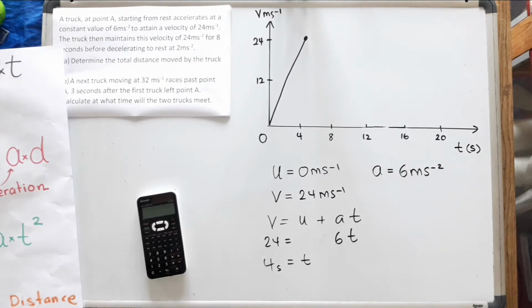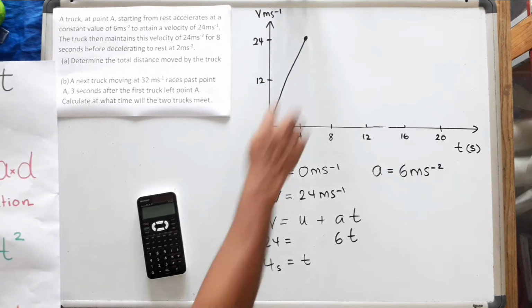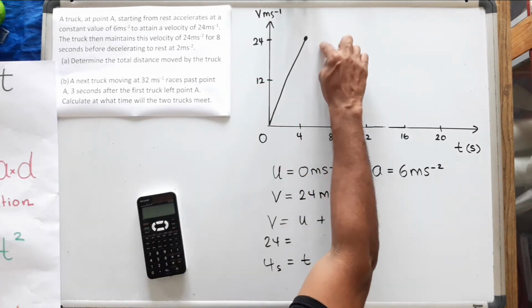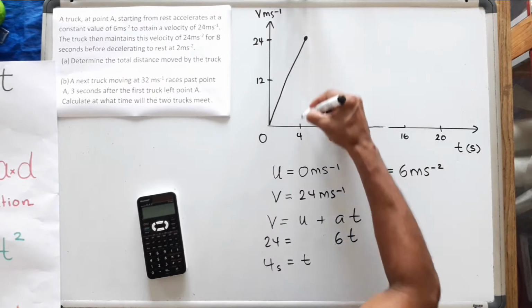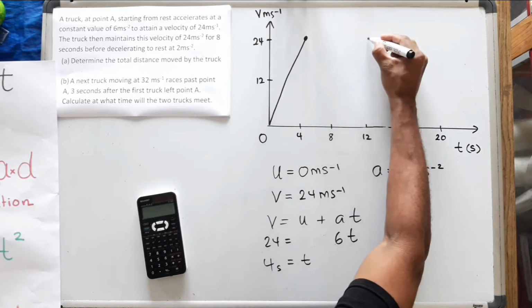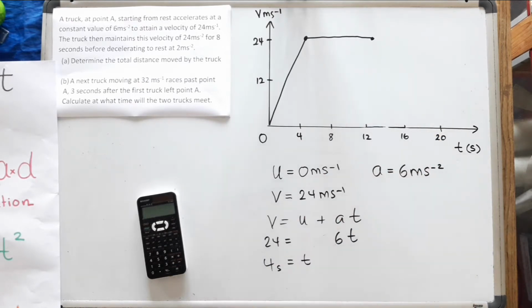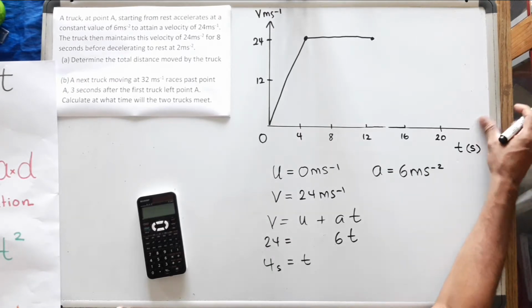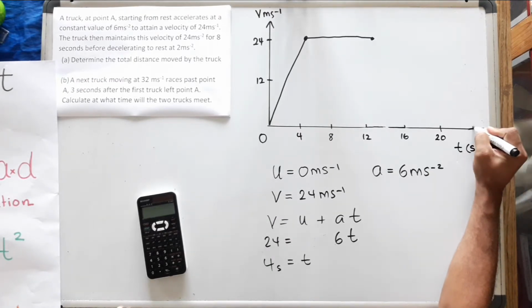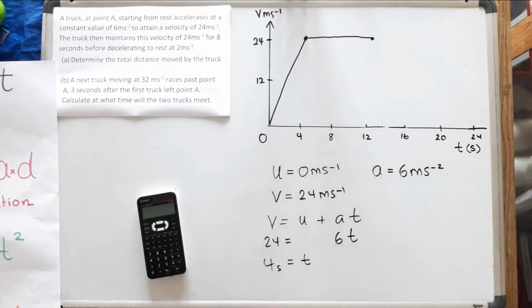Let's read the next part of the question. The truck then maintains this velocity of 24 for the next 8 seconds. So if it's at 4, another 8 seconds will take it to 12. So it's going to be above the 12 here. Then the truck maintains its velocity for 8 seconds before decelerating to rest at 2 meters per second squared. All right, so let's see what's going to happen there. I really hope my graph is big enough to accommodate this.